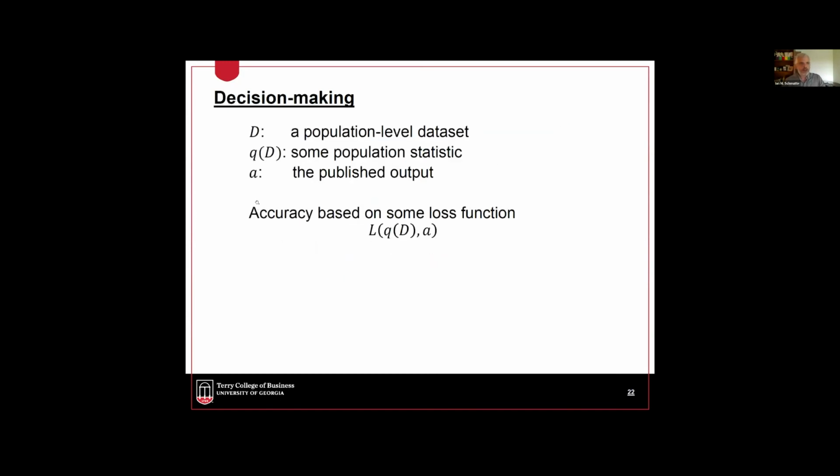So I want to think now about accuracy as it applies to decision making. In general, what we're trying to do with data is not just publish statistics, but make decisions on the basis of those data. So again, if D is a population level data set, Q of D is some population statistic that we're interested in, and A is our published output, well, accuracy is always going to be based on some kind of concept of a loss function. So the question is, how are we going to define that loss function?